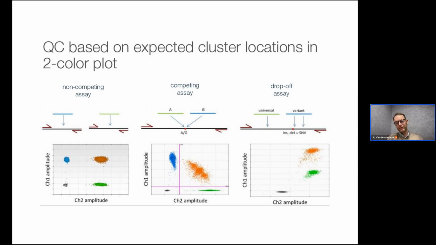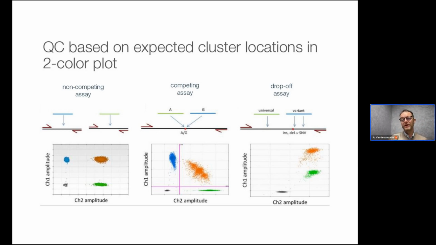Just to give you one example, and there are many other strategies available, but on the left you see a non-competing assay where you really need to have all your 4 partition clouds on an orthogonal squared level. So the double positives in orange here need to have the same fluorescent intensity as the single positive blue and green ones. And the blue and the green ones need to be at the same level as the negatives. So, indicative of no bleed through or no cross hybridization.